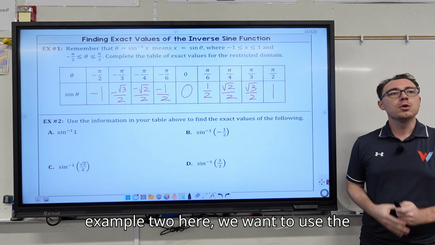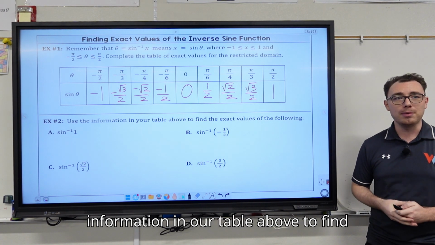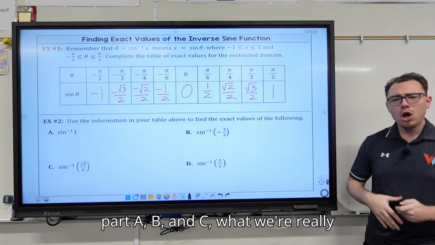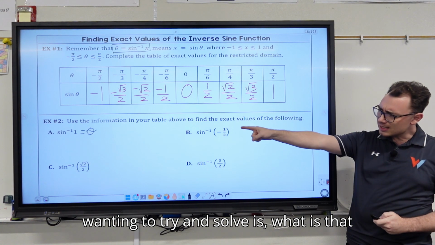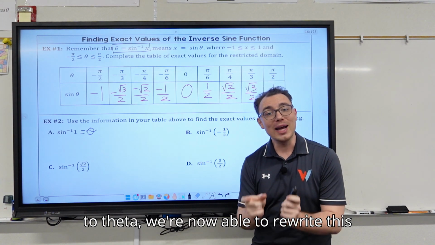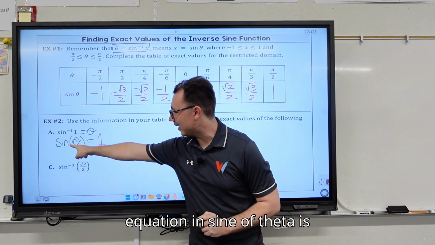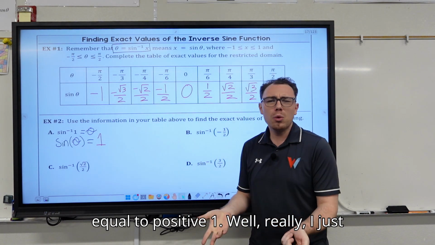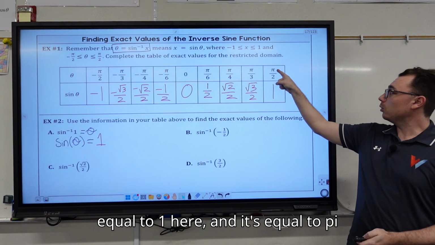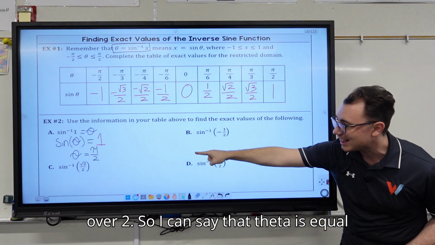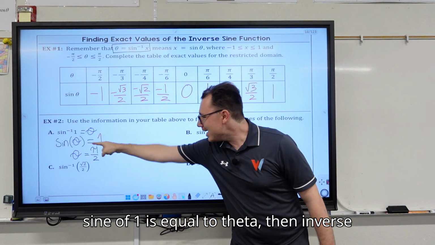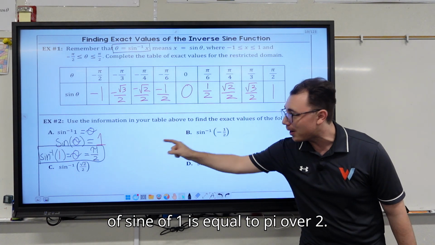In example 2 here, we want to use the information in our table above to find the exact values of these following. For part A, B, and C, what we're really wanting to try to solve is, what is that theta? If we set inverse sine of 1 equal to theta, we're now able to rewrite this equation as sine of theta is equal to positive 1. Well, really, I just need to look at where sine of theta is equal to 1 here, and it's equal to pi over 2. So I can say that theta is equal to pi over 2. But if I know that inverse sine of 1 is equal to theta, then inverse sine of 1 is equal to pi over 2.